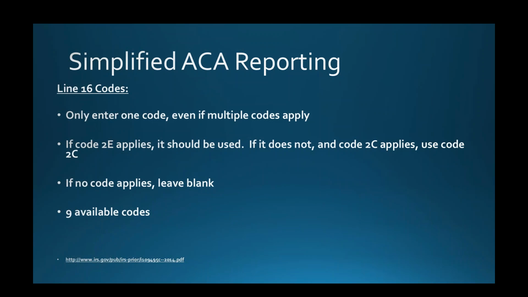There's a hierarchy to which codes. If code 2E applies, and we'll show you what all the codes are in just a second, use that one. If it doesn't, use code 2C if that applies. If it doesn't, now from there, you just find the one that best applies. So it goes code 2E, 2C, and then the rest of them. If no code applies at all, go ahead and leave it blank. There are 9 available codes.